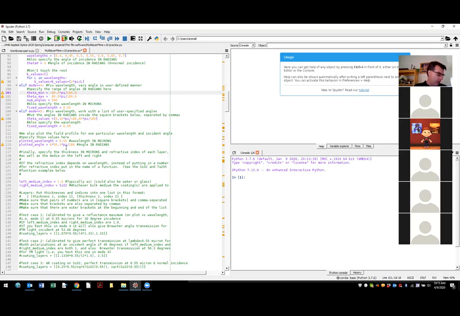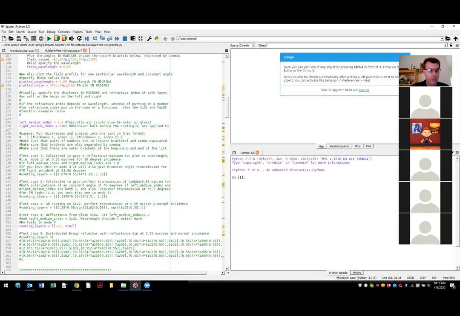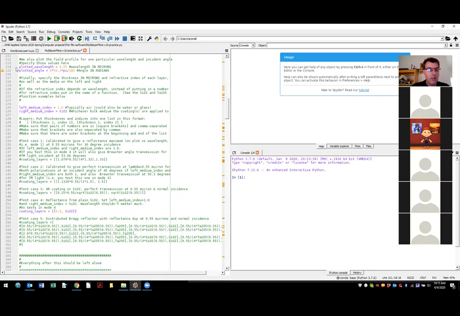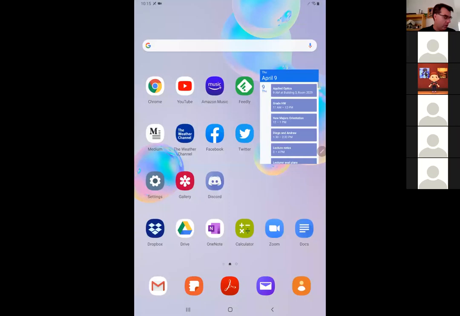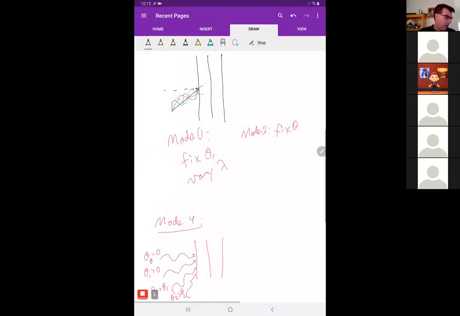The final thing you have to give it is some information on the system itself, okay? So we need to tell it the medium on the left and the right, and then we need to give it some coating layers. All right, so let's try to visualize this.